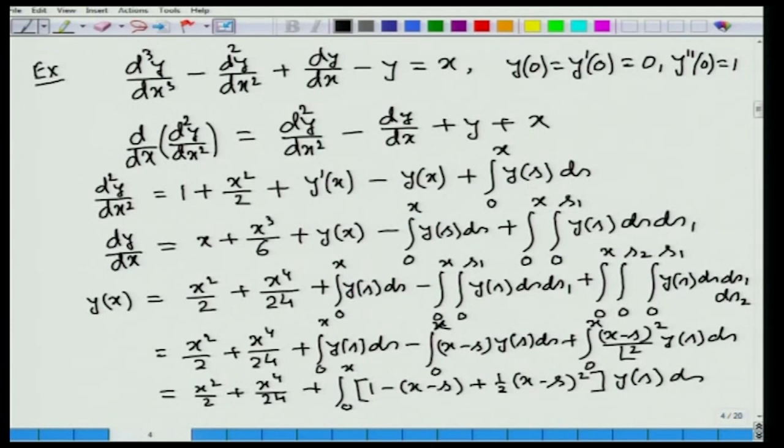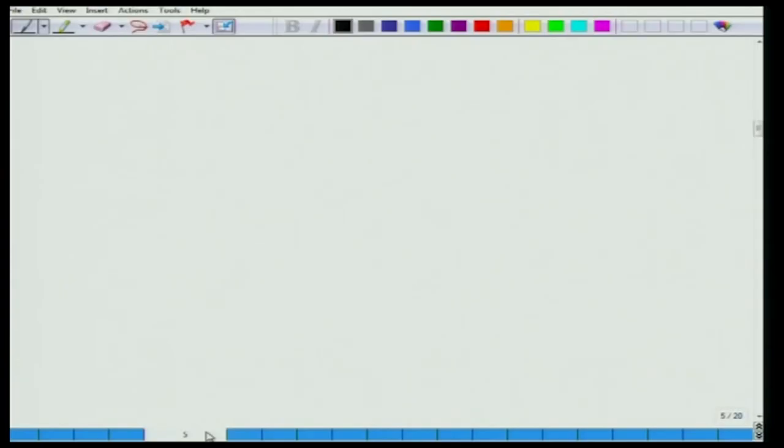So, this is actually our resulting integral equation. This part, x square by 2 plus x to the power 4 by 24, is equal to your f x, and 1 minus x minus s plus half of s minus 2 whole square is actually the kernel of the integral equation. Next, we consider the formulation of an integral equation starting from a given nth order ordinary differential equation with n initial conditions, those are also prescribed.